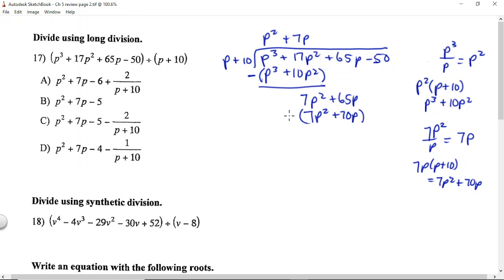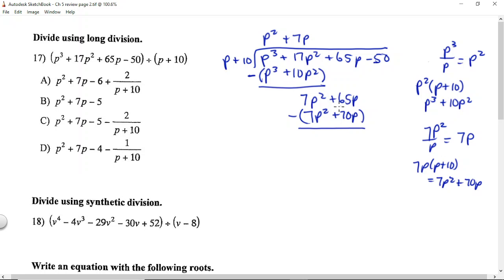And we subtract that. Now when we did these in class, I wasn't doing all this writing off to the side showing exactly what's going on. So that's why I'm going ahead and doing it in the video. If you're having trouble with these, maybe that will help. So now we subtract. And again, 7P squared minus 7P squared is just 0. We won't write that down.